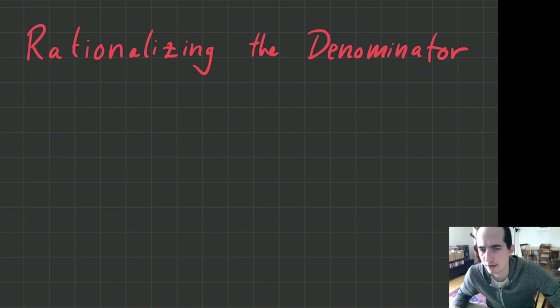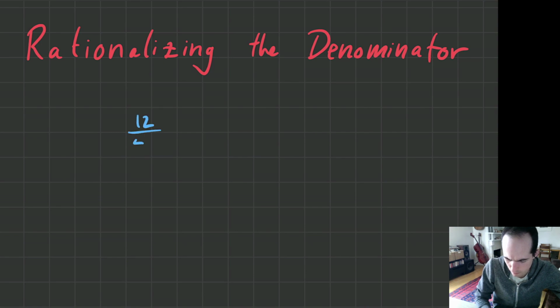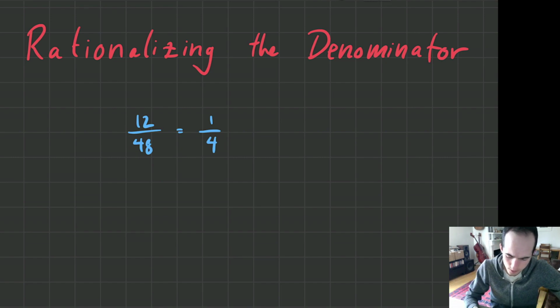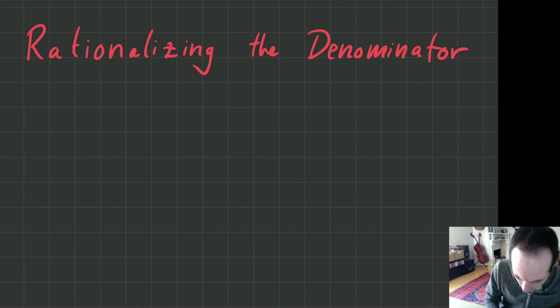To be able to take a fraction like maybe 12 over 48, right? And being able to write that as 1/4. That seems like a reasonable thing to be able to do. And it's for almost exactly the same reason that we rationalize the denominator. I'll talk about that in a little while. So yeah, let's get started.